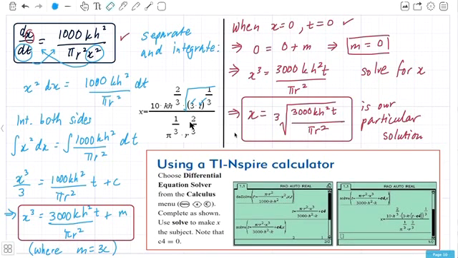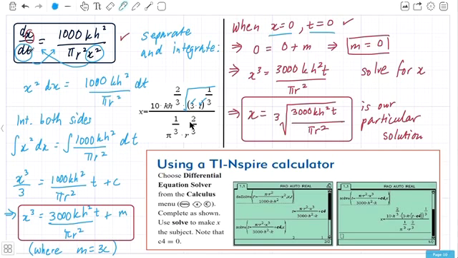How you can use your CAS to solve the differential equation from worked example 18. So we can solve dx/dt equals 1000 k h squared on pi r squared x squared using the CAS to find a general solution. We can also find a particular solution for the initial condition that we had, where x equals 0 and t equals 0.